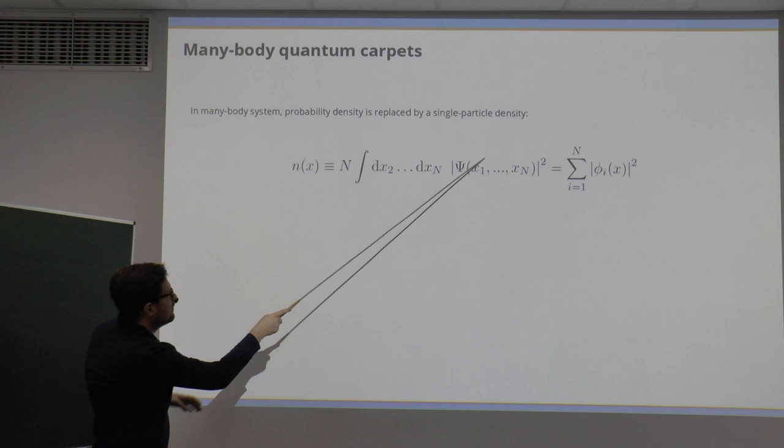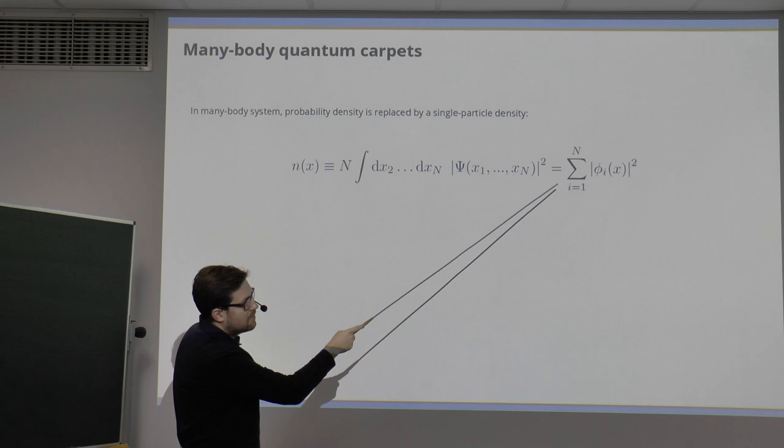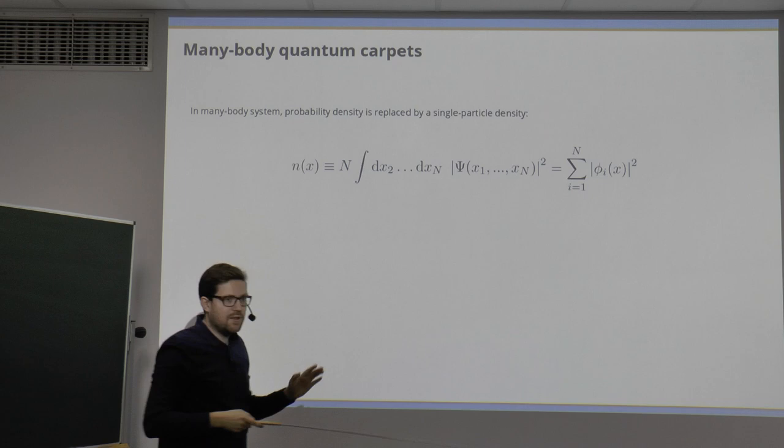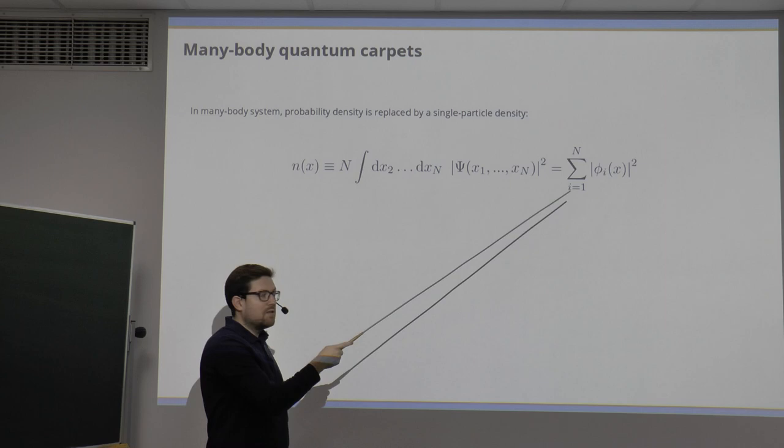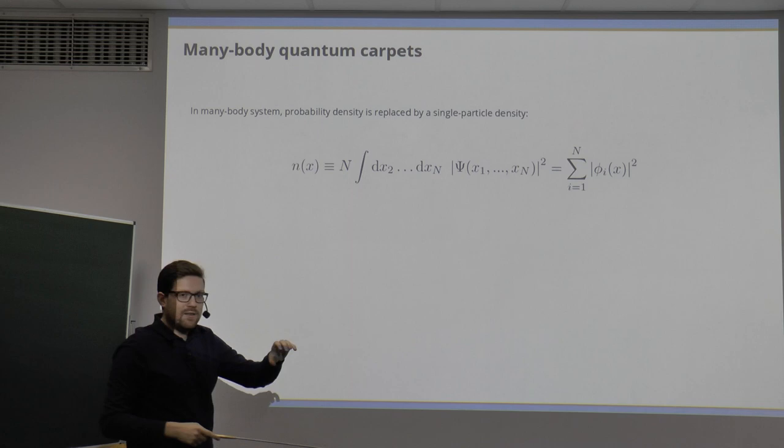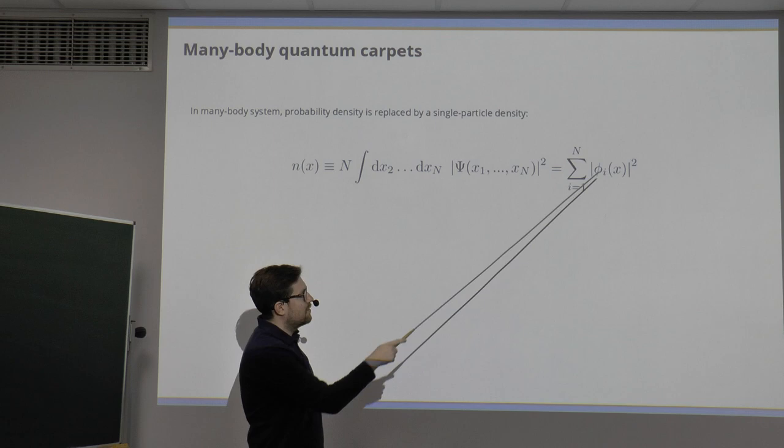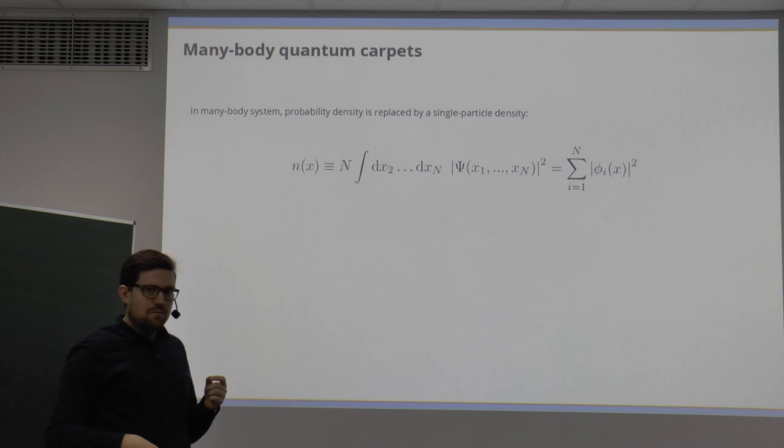So for all of our purposes, this is for a non-interacting case, let's say. So we have an ideal gas of fermions, and to get this one particle density, we have to sum the contribution from all of the orbitals, and by orbital I mean the state of each of the atoms. So in order to get this density, we take the square of the modulus of each of the orbitals. So that's why the many-body quantum carpet will appear when we add the contribution from each of the atoms.